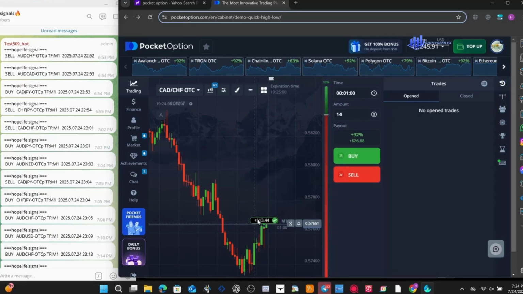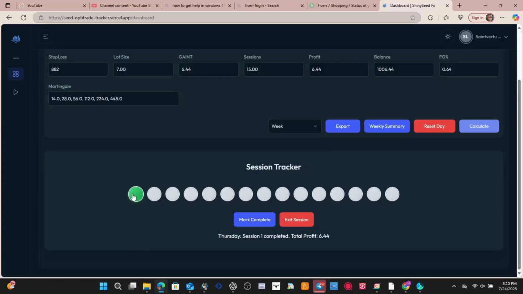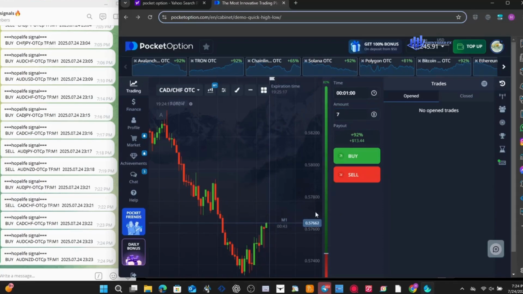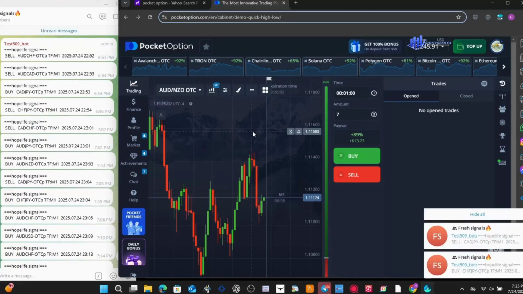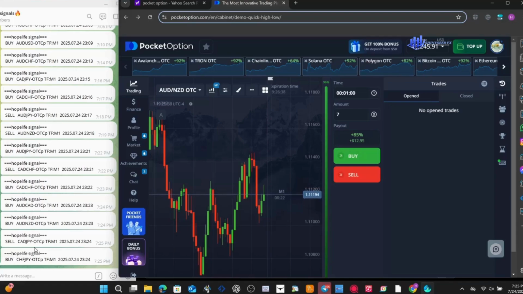It's a win! Let's mark it on the Seed Optitrade Tracker. We will do this for every win to complete this section and reach our profit target for today. Let's go back to our initial lot size and wait for the next signal. Signals pop up almost every minute. They come from several powerful software sources, so don't worry if you miss a signal.